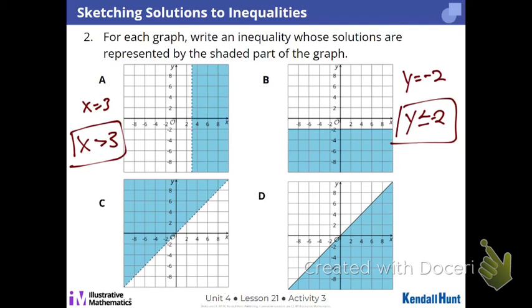The reference line for C and D are both y equals x. I know that because the y-intercept is 0 and the slope is 1, right? y equals mx plus b. The y-intercept is 0 and the slope is 1. So that's my reference line.